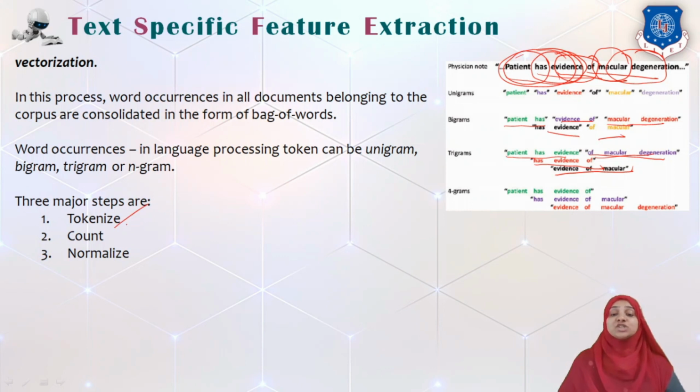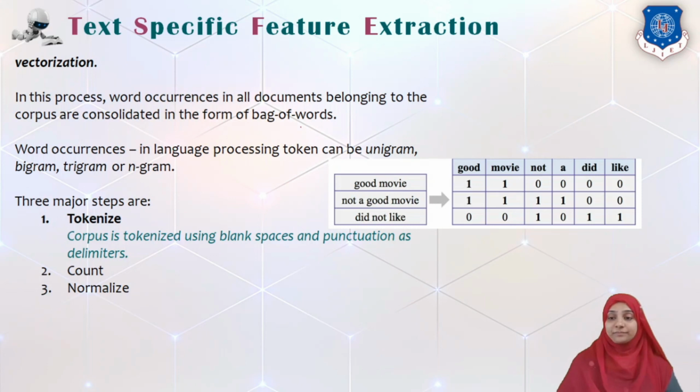So while tokenizing, we generate a corpus and we tokenize the given sentence. Then we build a count of each token and finally we normalize it. Let us take an example. Say for example, we have three reviews: good movie, not a good movie, and did not like a movie. While performing vectorization, I will go with a unigram corpus.